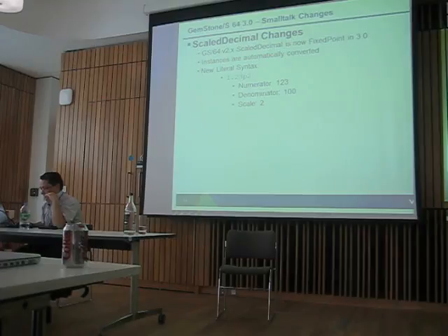And in version 2x, scale decimal, the 2x scale decimal is now fixed point in 3.0. So we had some people that liked their scale decimal implementation better than the ANSI one. We had other people that really didn't like it. So now you can do whichever one you prefer. Choose scale decimal or fixed point. And the literals are different. It's P for fixed point and S for scale decimal.